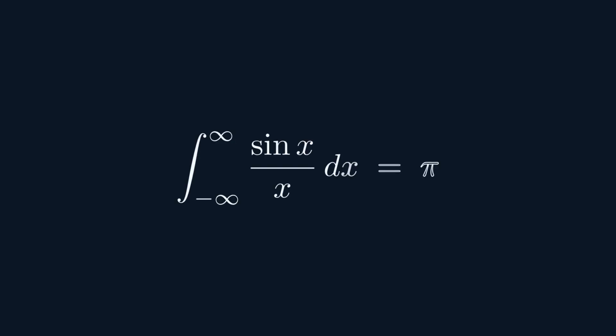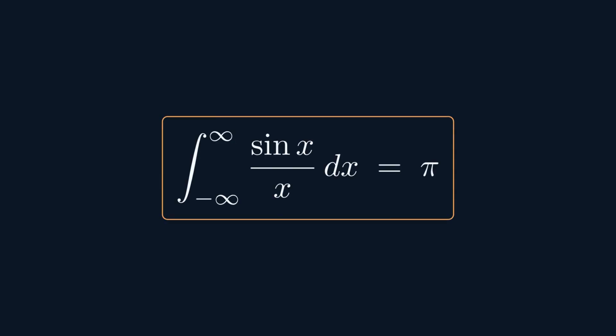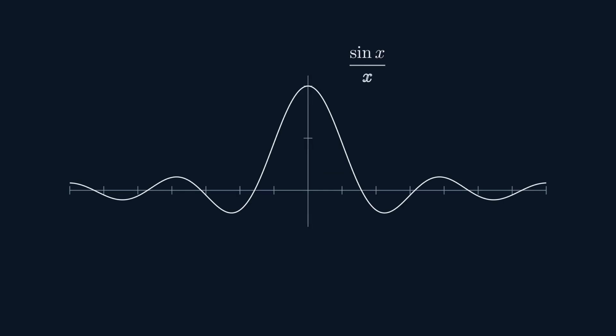The integral of sine x over x, taken across the whole real line, equals pi. 3 proofs, no shared trick between them. This is the integrand, sine x over x. The area under it is pi, and there's no elementary antiderivative to reach that number directly.